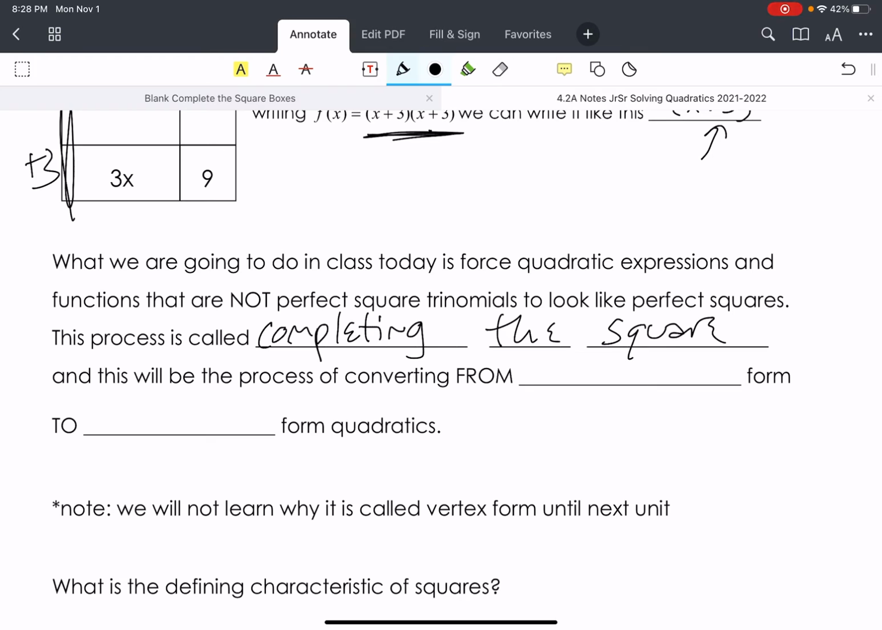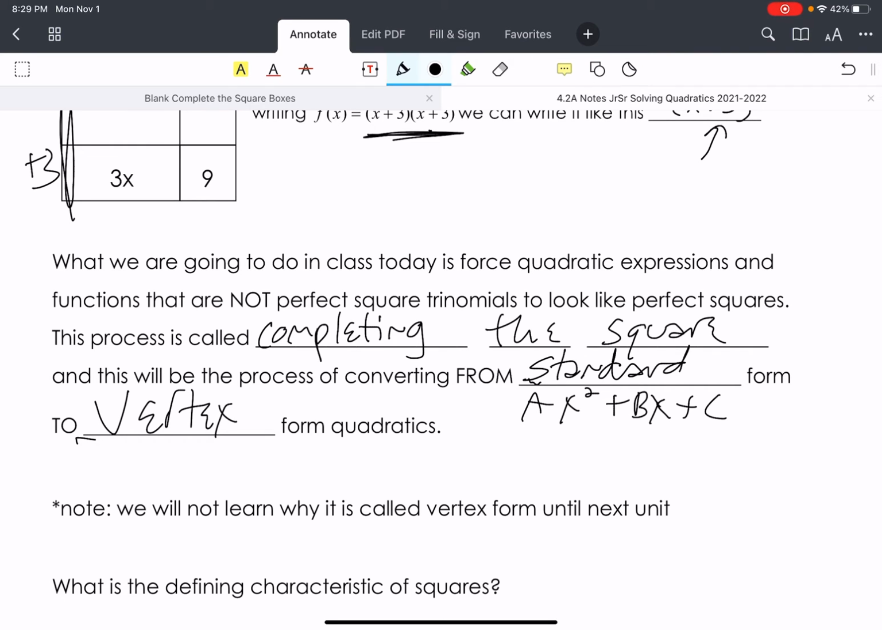And this will be the process of converting from standard to vertex. Standard is one we've used quite a bit this year. Ax squared plus bx plus c, no parentheses, everything in the right order. And the vertex form is a new form today.